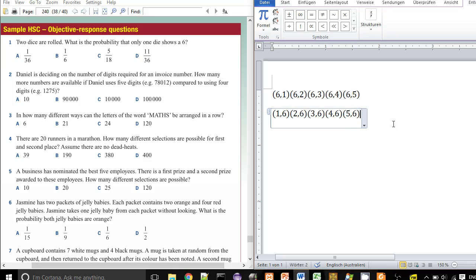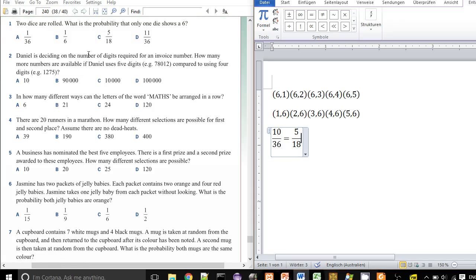So I'd say 10 out of 36 in total, because 6 times 6 is 36 if there's 2 dice. And then you simplify that. You can use a calculator. Just halve 10 and halve 36. 5 out of 18. So C is the answer.